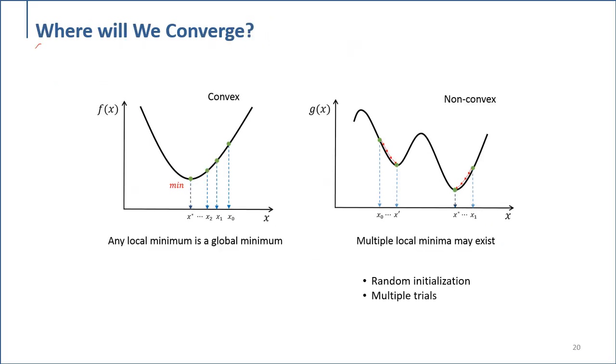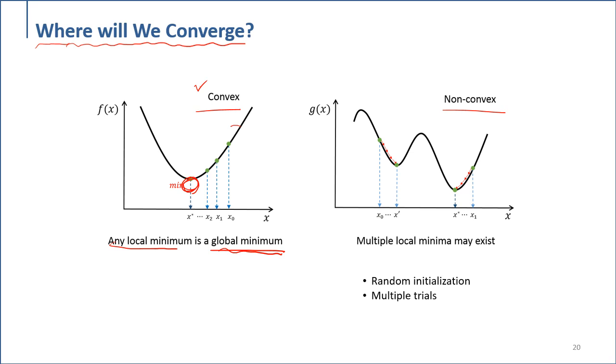And let's see where we will converge when we use iterative methods. As I mentioned earlier, optimization problems can be divided into convex and non-convex problems. For the convex problem, we are guaranteed that any local minimum is a global minimum. So by just calculating gradients at some points, you will get a local minimum, which is equal to the global minimum.